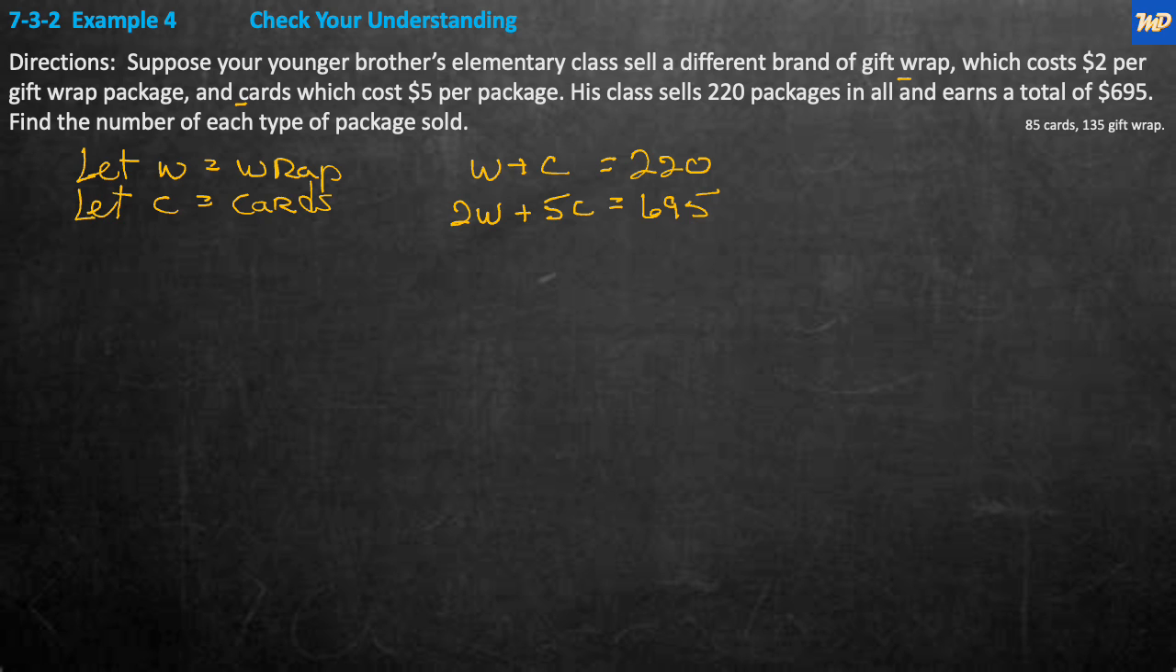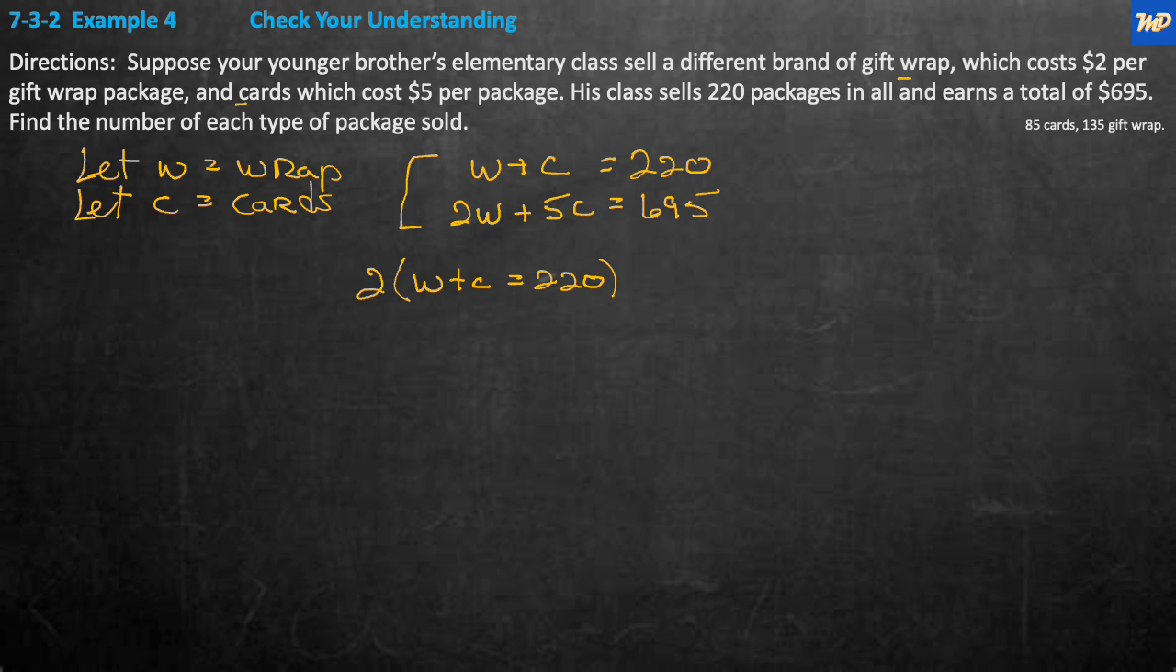So now what do we need to do? Here's our system, and we need to solve it. We don't have any coefficients that are equal, so we can't just subtract or add to eliminate one of the variables. So we have to multiply. It'd probably be pretty easy to either multiply the W by 2 to get a 2W, or to multiply the top equation by 5 to get a 5C, right? So we can subtract. Well, let's do the W. So I'm going to say let's multiply 2 times W plus C equals 220.